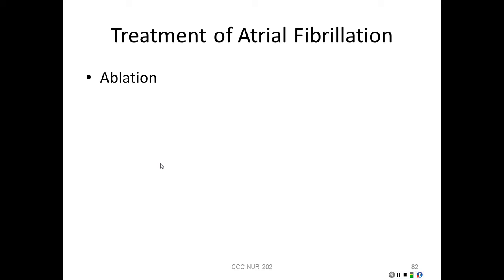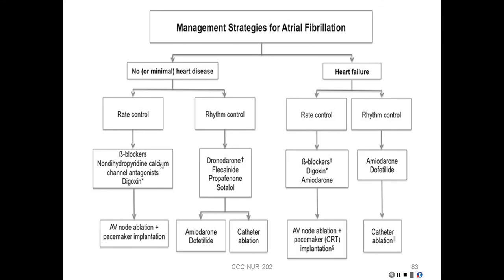When that happens, you have the heart being controlled by the rate in the ventricles, which, if you remember correctly, is only about 20 to 40 beats per minute. Those patients typically require a permanent pacemaker as part of their treatment. So they'll do the ablation and then go in and put in a permanent pacemaker in these patients. This is just a brief look at the management strategies for atrial fibrillation. If there's no or minimal heart disease, then we'll try rate control and rhythm control: beta blockers, calcium channel blockers, digoxin for rate control, AV node ablation, and pacemaker implantation for that.